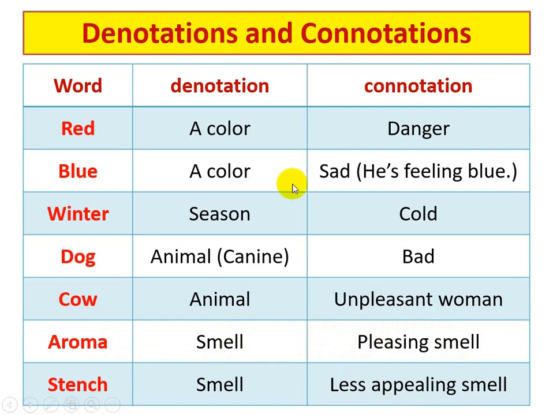So this is the difference between denotation, which indicates the dictionary meaning or the literal meaning of the word, and the connotation, which indicates the associated or implied meaning, and this varies according to the culture and among others.